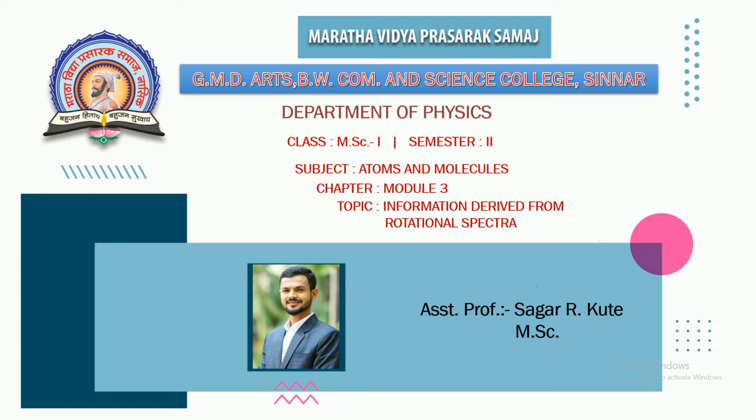Now, last lecture we discussed the microwave spectrometer. In this lecture we will discuss information derived from rotational spectra. First, molecular structure. The most important information that one can get from rotational spectra is detail about the molecular structure. Rotational constants can be obtained with very high accuracy.